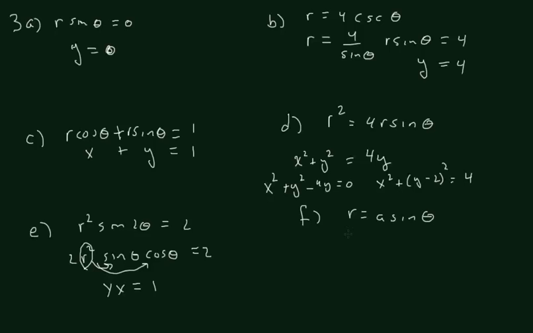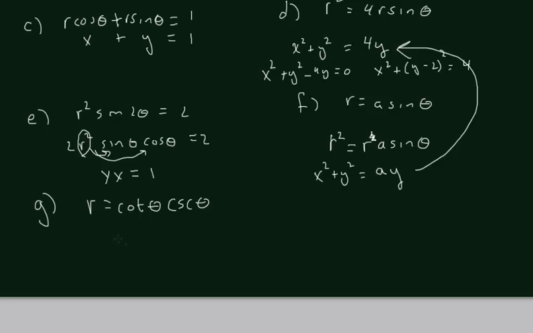Okay, f. Okay, now in f, in class, you would take a little bit of time, but right now I'm going to spoil it and say you're going to multiply both sides by r. So r squared equals r times a sine theta. x squared plus y squared equals a y, and that looks like this one here, so it's also a circle.